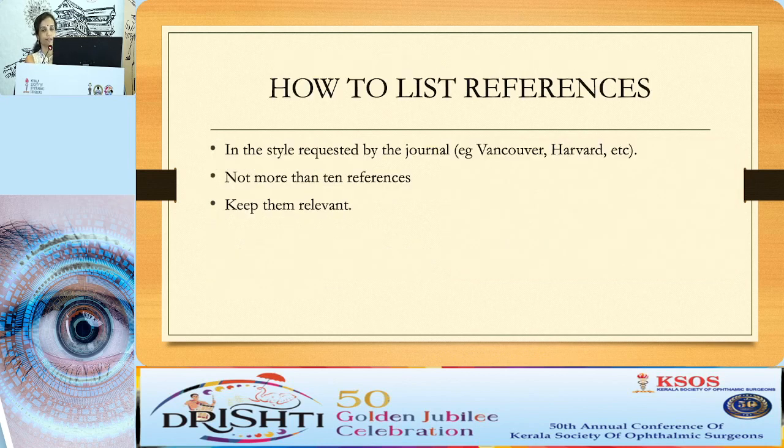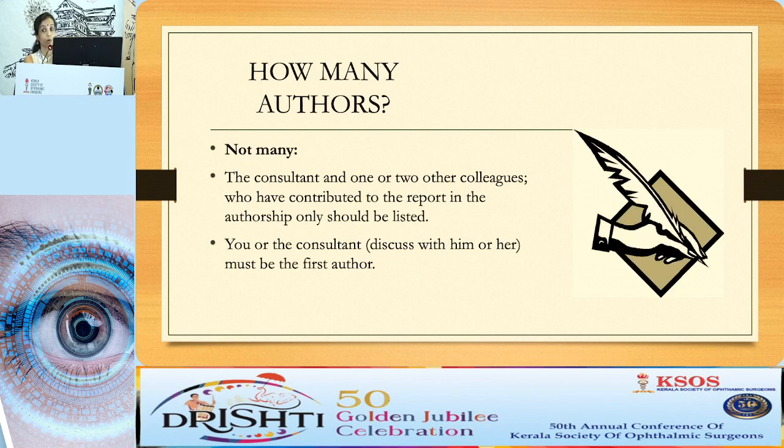So how to list the references? Read the journal's instructions. Do it in the style requested by the journal, as Vancouver or Harvard or whatever it is. Don't have too many references. Most will not have more than 10, and keep them relevant. How many authors should you have? Not many. The consultant and just one or two colleagues other than you. And decide on who is going to be the first author. If you are the primary concerned person, you should be the first author.